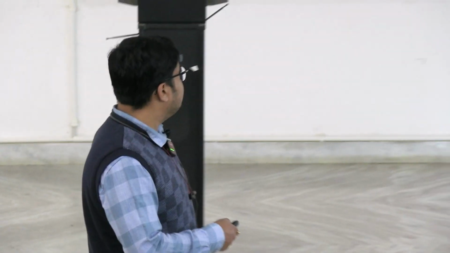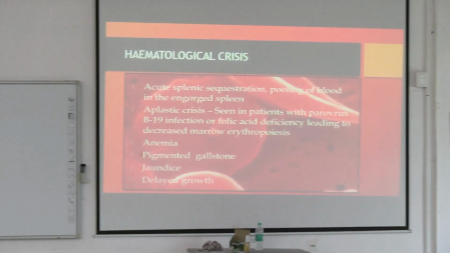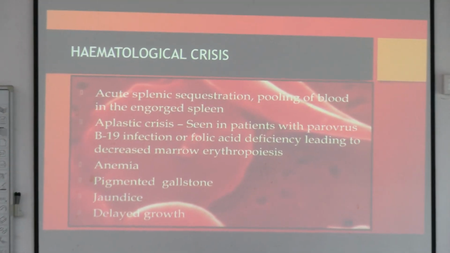Next, hematological crisis: acute splenic sequestration, pooling of blood in the engorged spleen; aplastic crisis, I told you earlier, with co-infection of parvovirus B19.